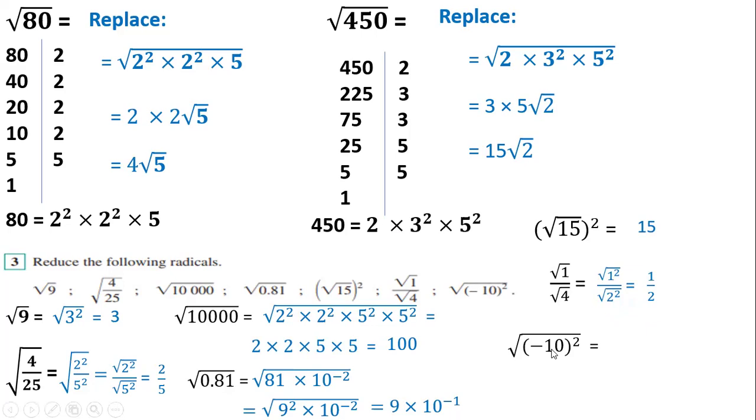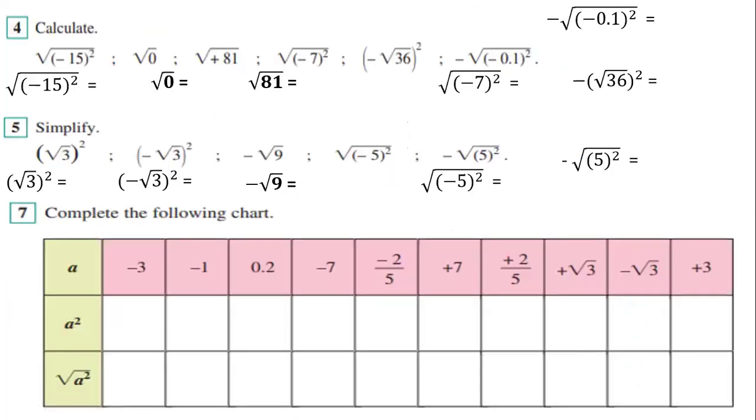Now I have a negative base. As I said, since the exponent is even, the negative becomes positive, and the square cancels the radical, so my answer is 10. I have another example here for you. I solved like this a lot before, so I will give you only the solution of these questions because I solved like this a lot.